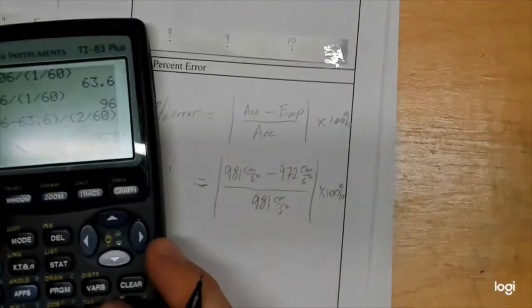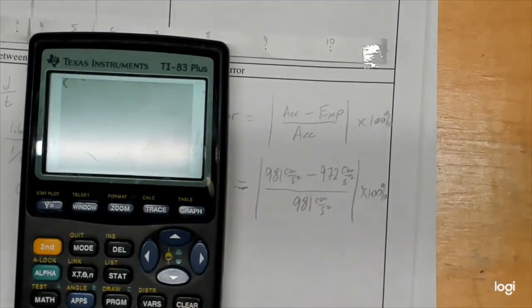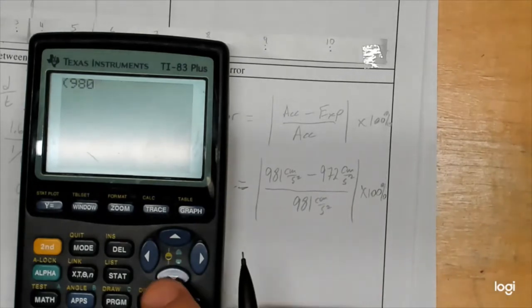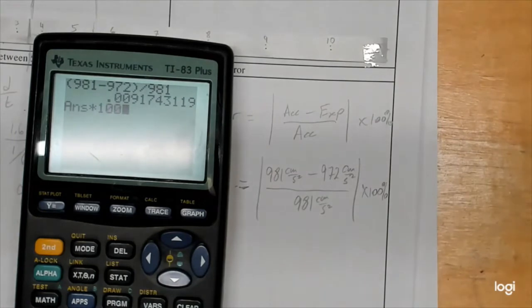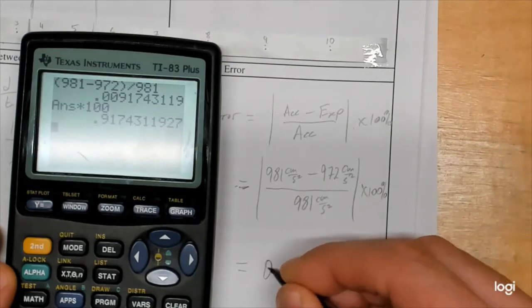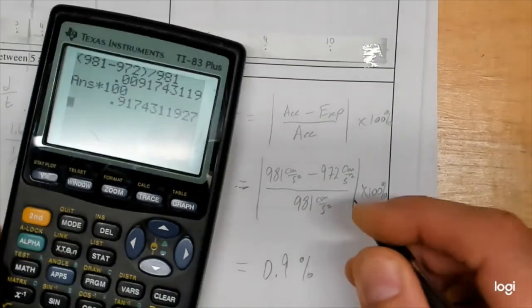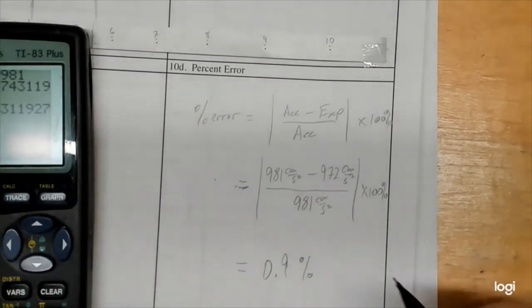So I could enter that like this. Let's see. 981 minus 972 divided by 981, oops, I could hit enter, and multiply that by 100, and I get 0.9% error, which is really good. Okay. And with percent error, you don't have to have a lot of sig figs, you know, that's good enough. You could put it 0.92 maybe if you wanted to.